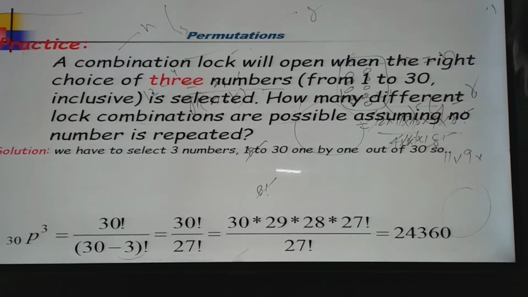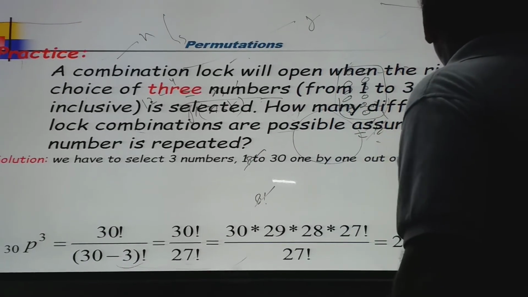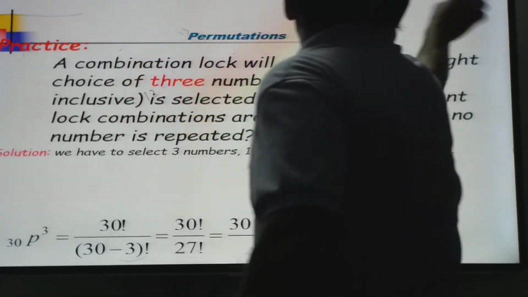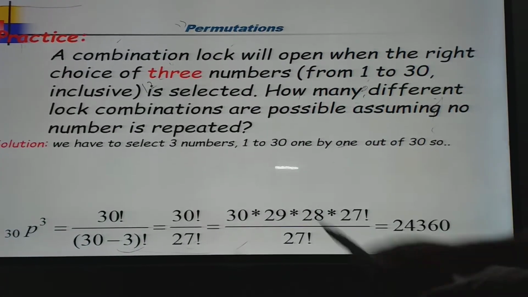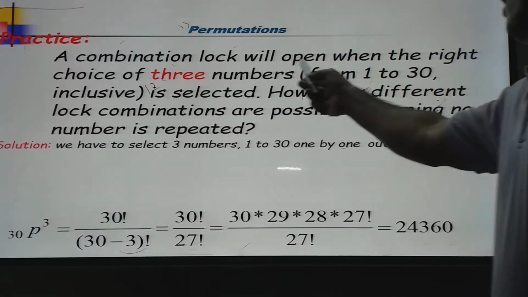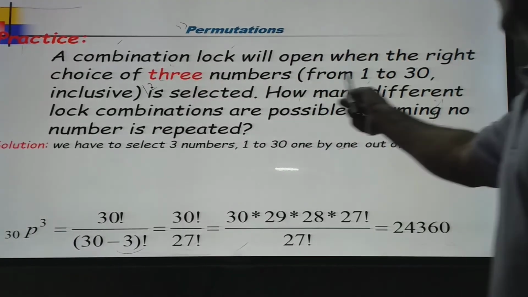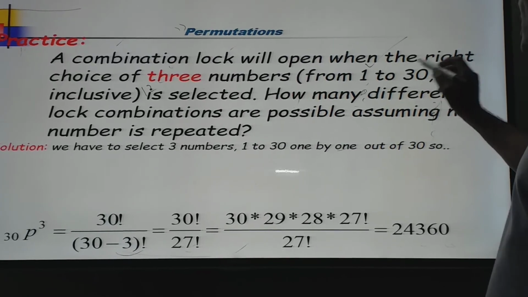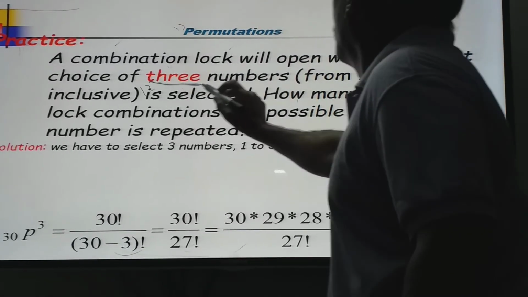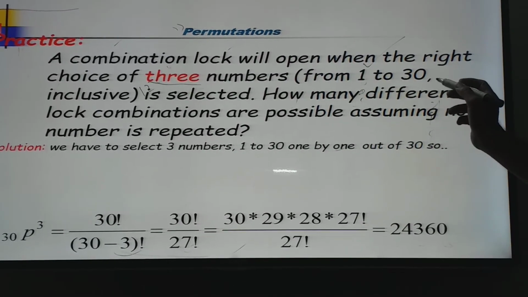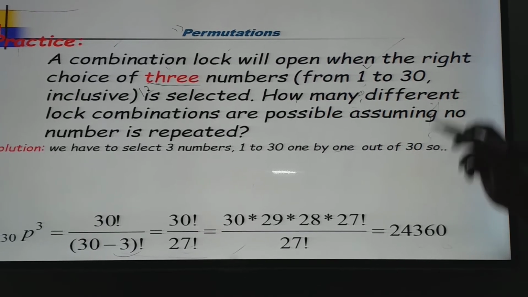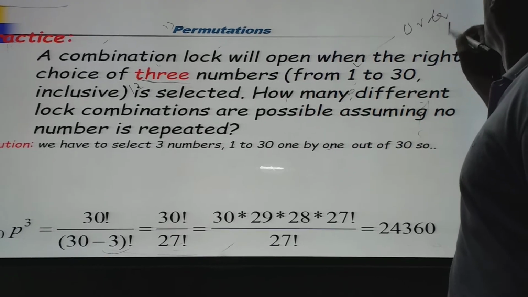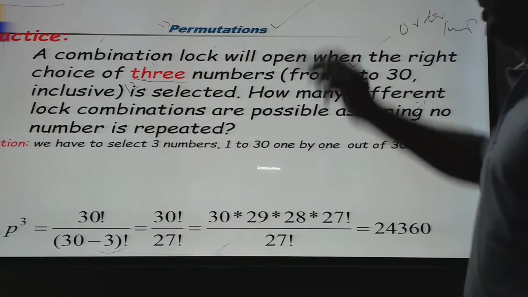Another problem here. Now you have to find out whether order is important or not. There are only 2 methods, 2 formulas. Here, a combination lock will open when the right choice of 3 numbers from 1 to 30 is made. Here you have to select the first, then second, then third. 3 numbers you have to select, 1, 2, 3, in a particular sequence. So here order is important. When order is important you apply permutation.